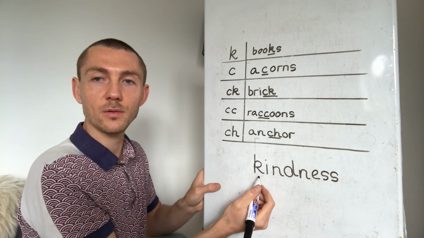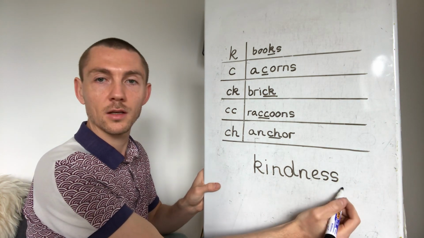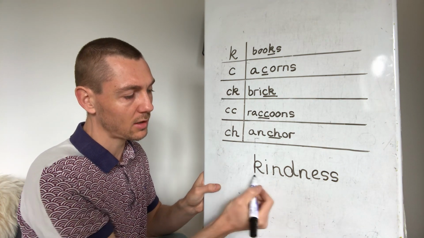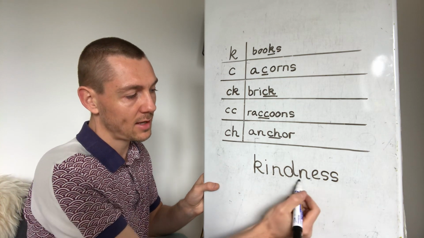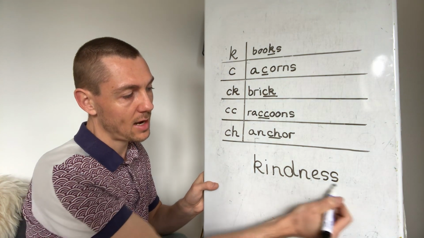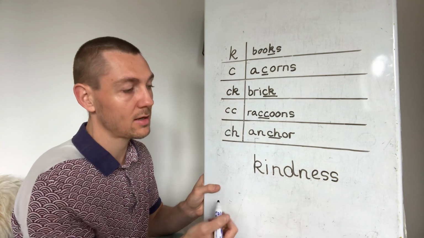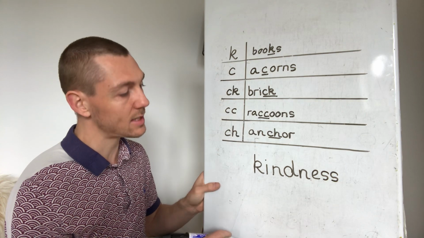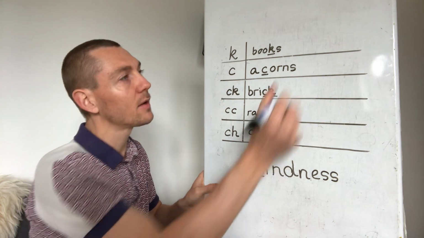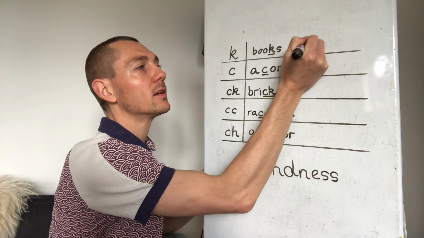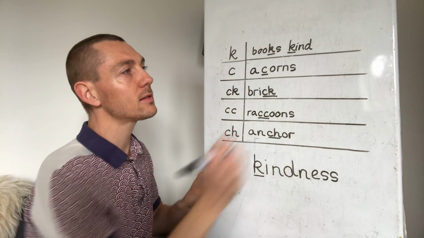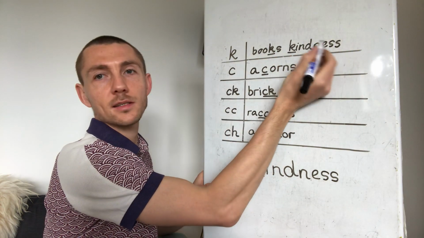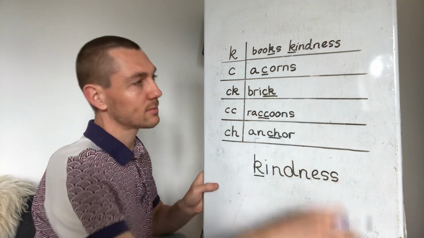Okay, 1, 2, 3. Kindness, good. 2 syllables. K, I, N, D, kind, N, E, S, S, ness, kindness. And I think I can see where that needs to go. You've probably already started. It's the K spelling, isn't it? And we say K, I, N, D, kind, N, E, S, S, ness, kindness.